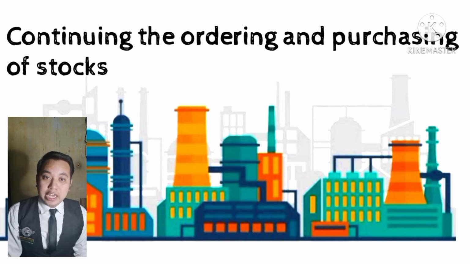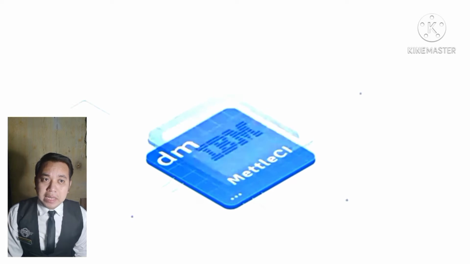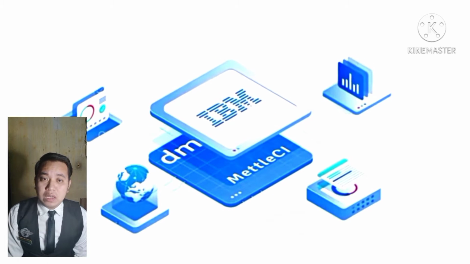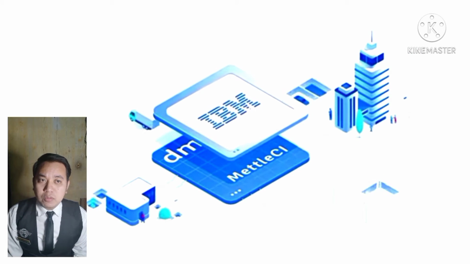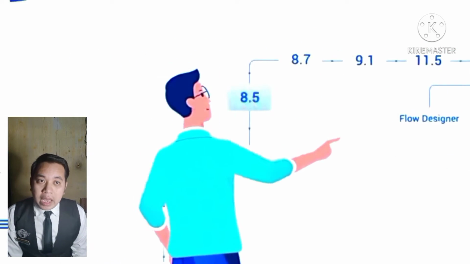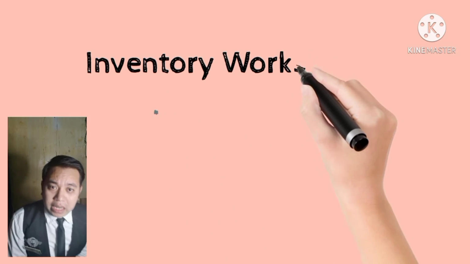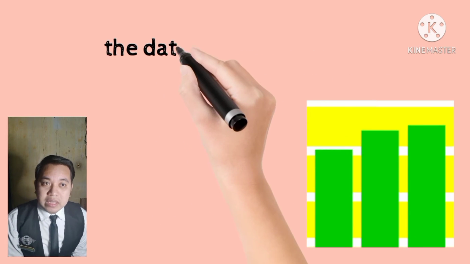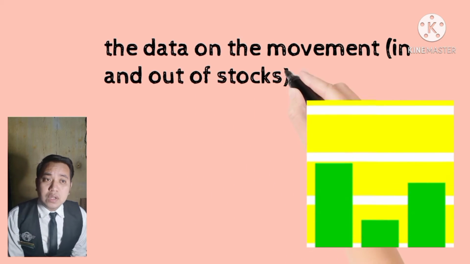Continuing the ordering and purchasing of stocks. Data on the on-hand quantity can be generated by doing an actual count. This is, however, a time-consuming job and not so practical, especially if there are plenty of stocks to be counted. An alternative source of data is the inventory worksheet.